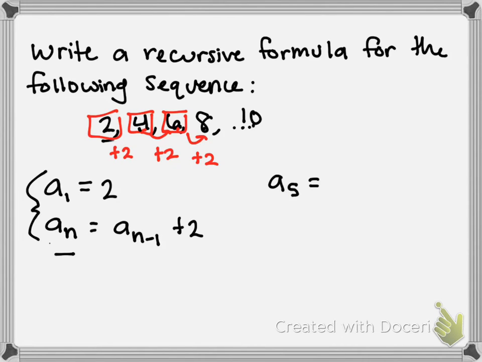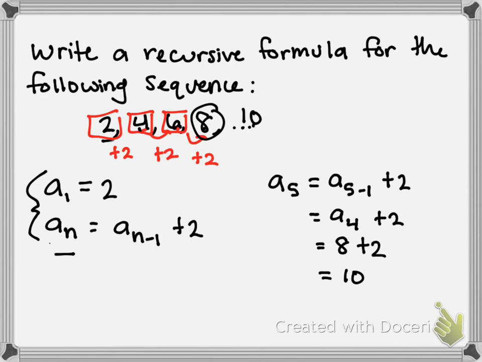The value of the fifth term is the value of 5 minus 1 plus 2. 5 minus 1 is 4, so the fourth term plus 2. The fourth term is 8. 8 plus 2 is 10, so my sequence works.